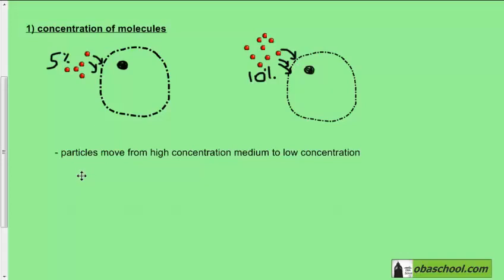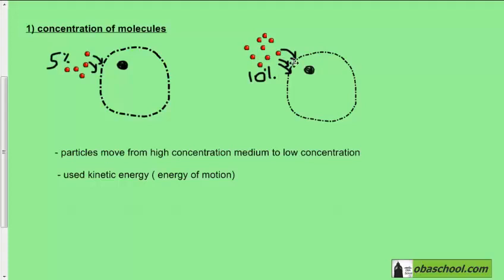We previously explained that particles use kinetic energy, which is the energy of their motion, to diffuse through a membrane. So these 5% are using their kinetic energy to diffuse to the inside of the cell, while these 10% are also using their kinetic energy to diffuse to the inside of the cell. However, since these 10% are obviously more than the 5%, there are more particles here, so there is more kinetic energy, because each particle has kinetic energy and there are more particles.